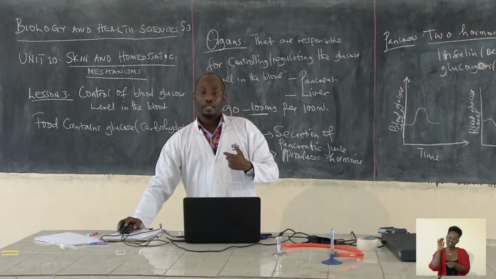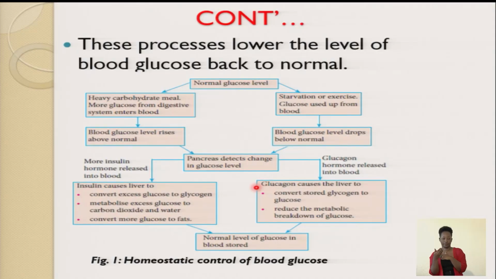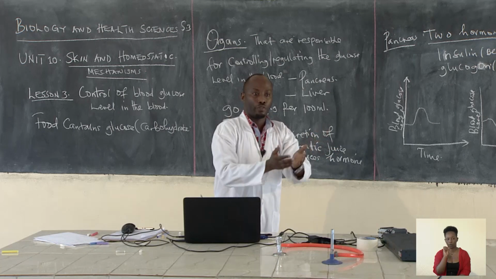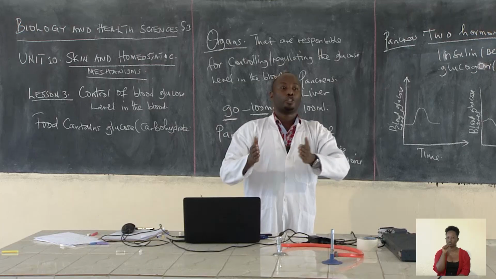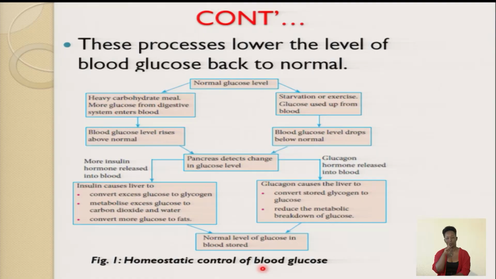Glycogen is made of large molecules of glucose. Then the body metabolizes excess glucose to carbon dioxide. The other excess glucose found in tissues and muscles is converted to carbon dioxide and water, and is removed from the body as waste product. And then there is also the conversion of excess glucose to fats, which are stored in adipose tissues, in the skin. So in that way, the glucose level will go back to normal.